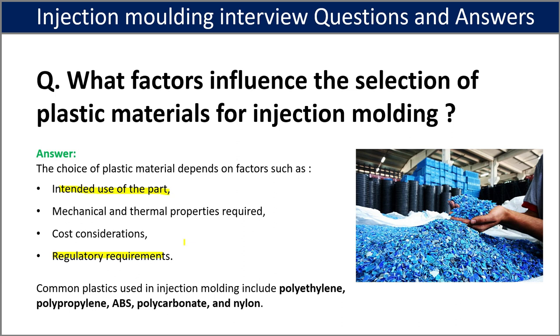In general, for injection molding we are using polyethylene, polypropylene, ABS, polycarbonate, and nylon. These are the general materials we are using for the injection molding process.